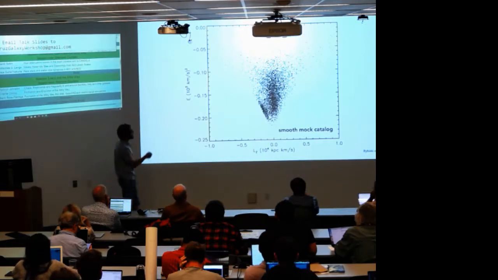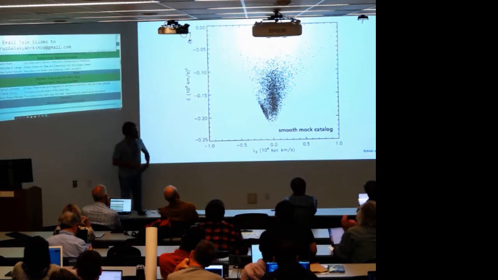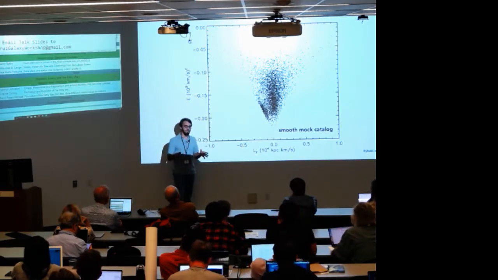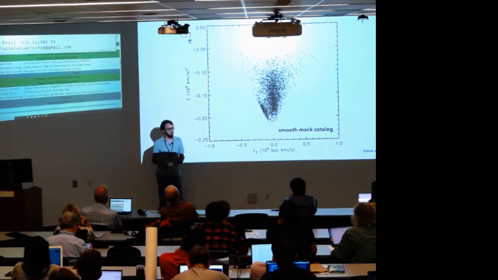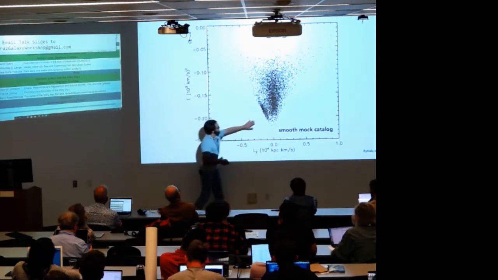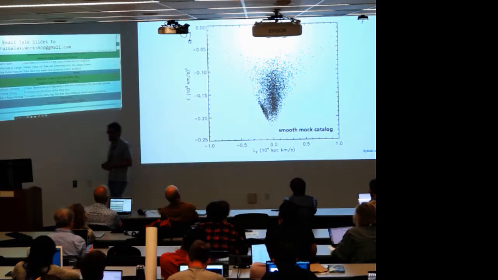Okay, so I want to come back to this diagram that I was motivating earlier, energy, angular momentum. This is what you would expect to observe if the galaxy was completely smooth. So this is a smooth Mach catalog. So what you're looking at is halos. The catalog has a halo component and a thin and a thick disk. This is the halo component here, and this is the thick disk here. If the galaxy was smooth and boring, that's what we would see.